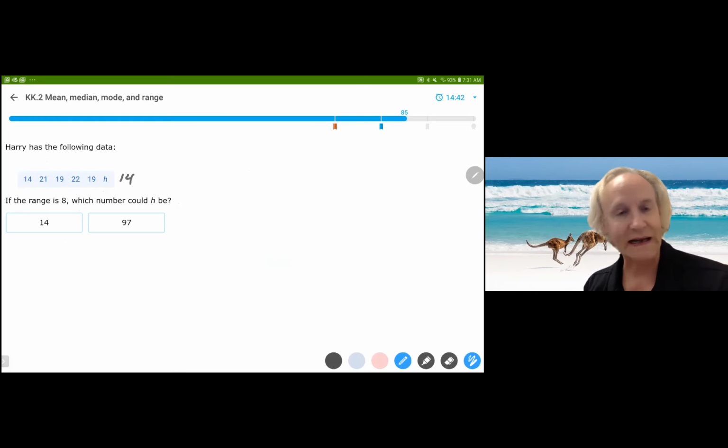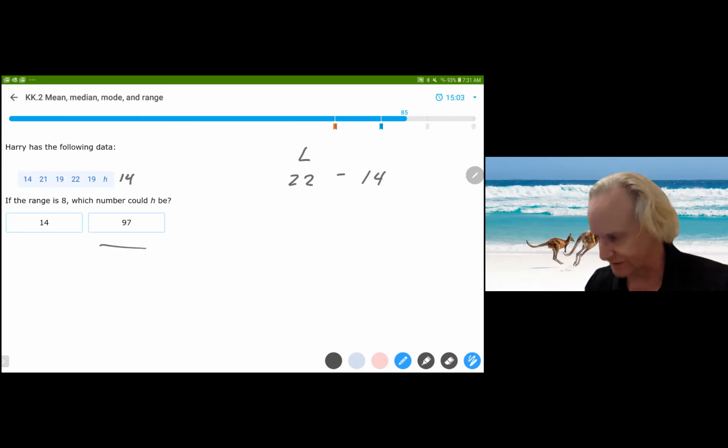We want a range of 8. I can tell you already, look, 97 is way too big because 97 would be the biggest number. And when you subtracted the smallest number, 14, you would get 80 something, which certainly is not 8. But anyway, here it is. We've got 22 as our largest number. That's the largest in the set if the 14 is there. And we're subtracting the smallest, which is 14. And 22 minus 14 is 6. That's not 8.